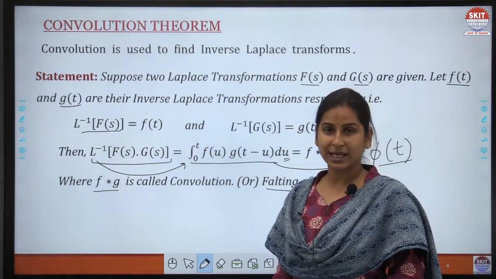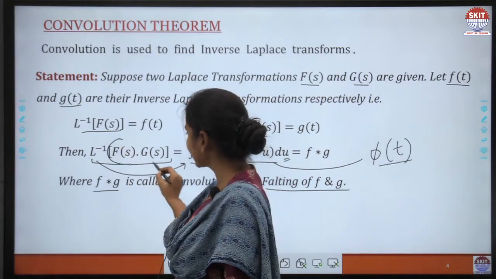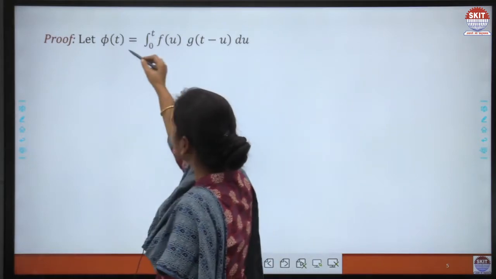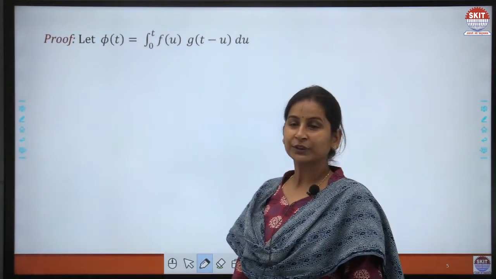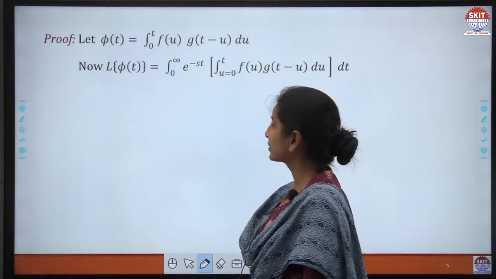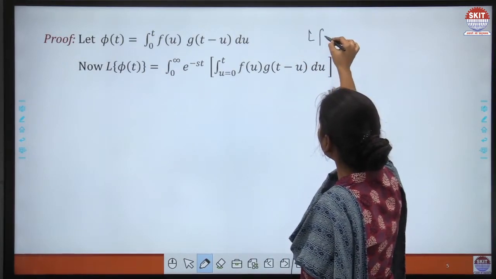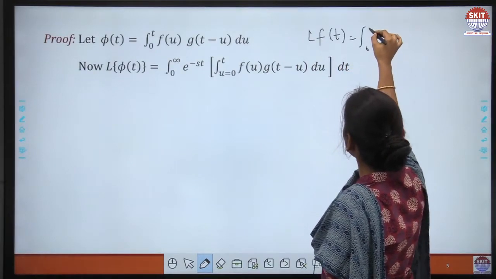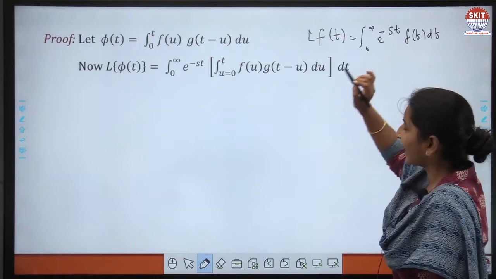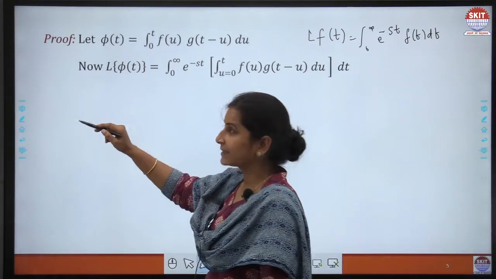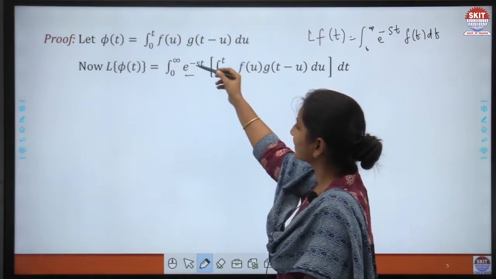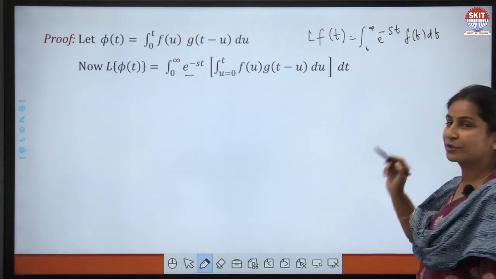And now we will calculate its Laplace transform, and finally we will prove that this Laplace is equal to F(s) into G(s). So we first assume that this integral is equal to phi(t), and now in order to prove the theorem, I have to calculate the Laplace of this phi(t). We know that the formula for Laplace of f(t) is given by integral 0 to infinity e to the power minus st, f(t) dt. So this is Laplace of phi(t), that means I evaluate integral 0 to infinity e to the power minus st, then my f(t) is this one, integral 0 to t f(u) g(t minus u) du, and dt.